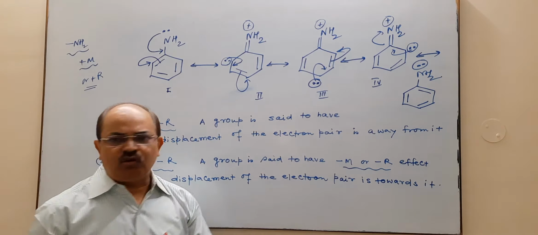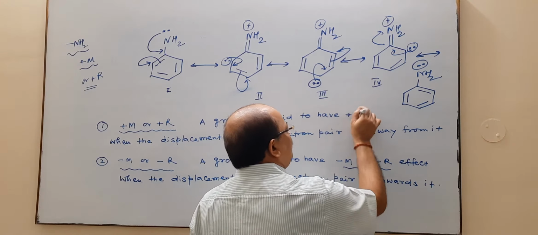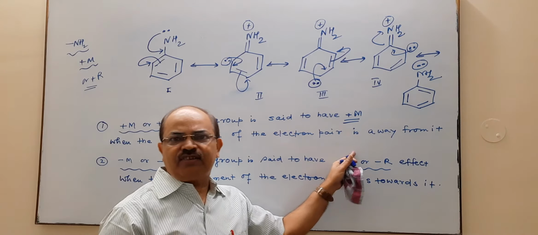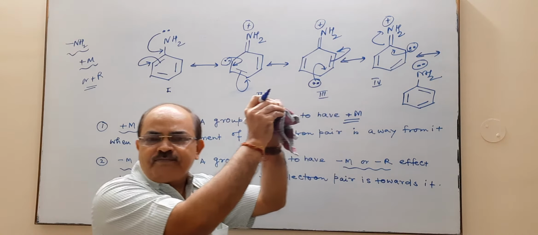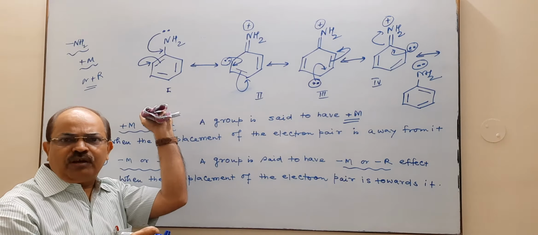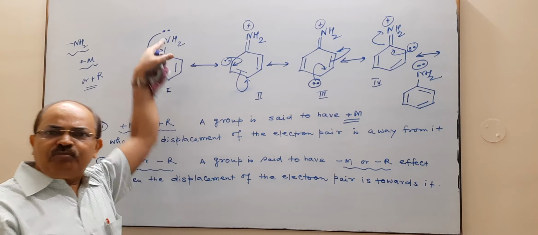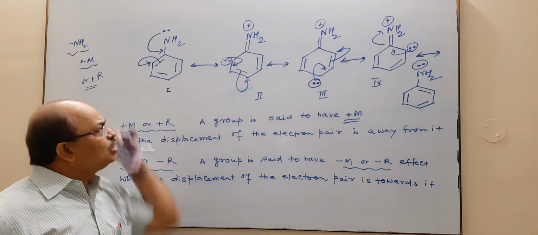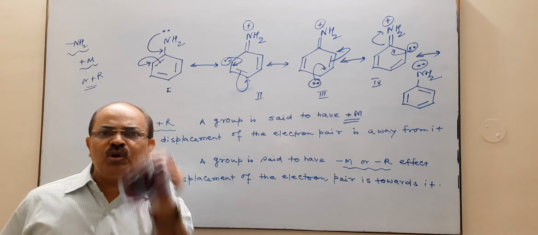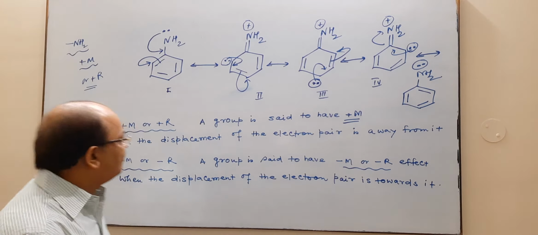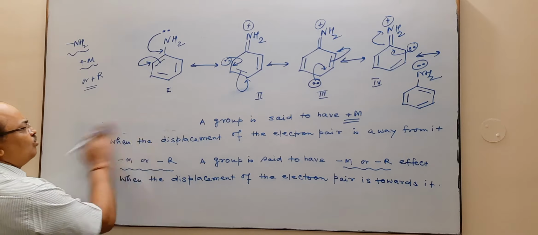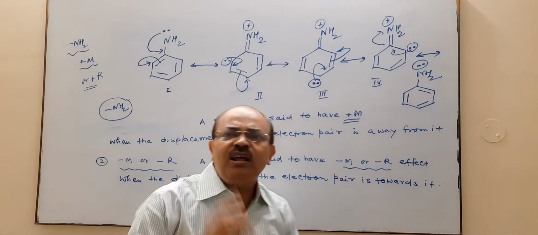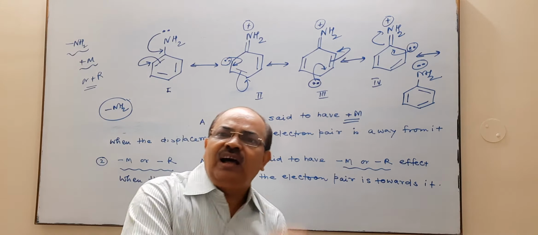So a group is said to have plus M or plus R effect when the displacement of electron pair is away from it. This NH2 is not pulling the electron pair toward itself; rather, it is giving its electron pair away from itself. That's why NH2 is a plus M and plus R group. So we can say this NH2, that is the amino group, is a plus M or plus R group.